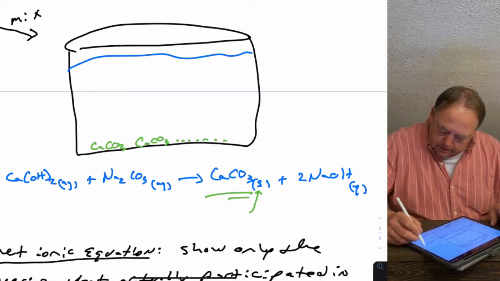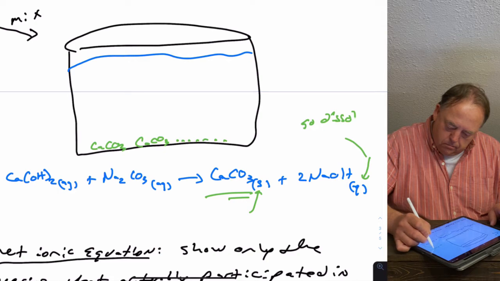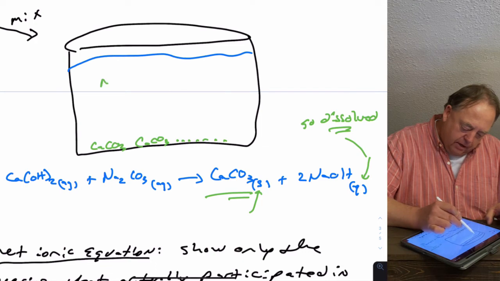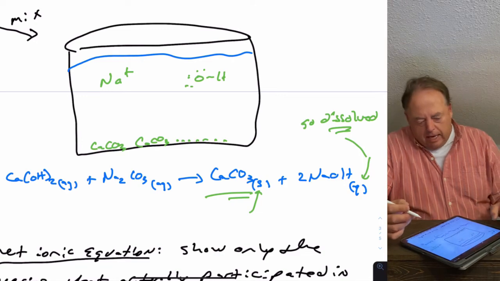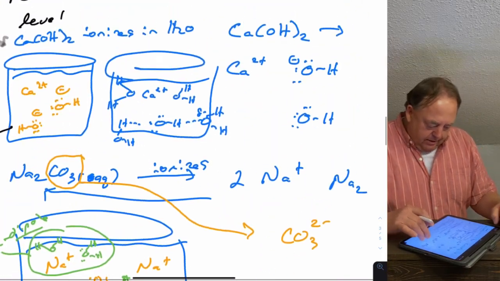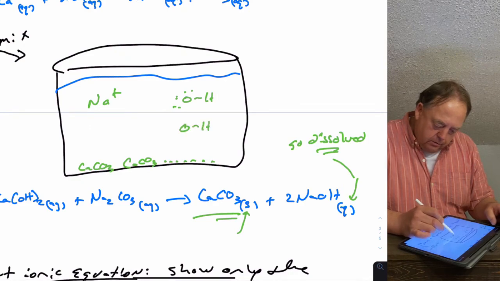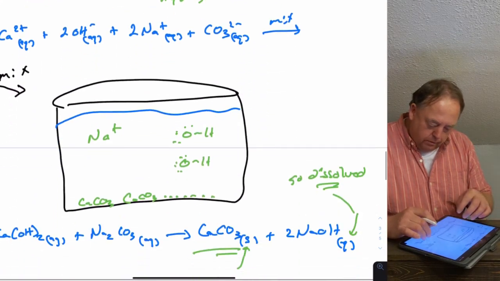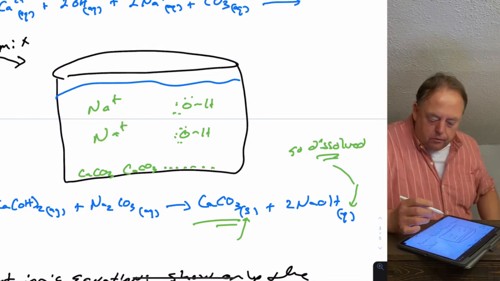But the sodium hydroxide is aqueous. So it's still dissolved. So what does sodium hydroxide look like in water? Well, for every sodium hydroxide that's dissolved, you would have one sodium cation and one hydroxide anion. And if we just balance the equation, we had one calcium and two hydroxides, so there are still two hydroxides floating around. And we had two sodiums and one carbonate, so the one carbonate went with the calcium to make solid calcium carbonate, but there are still two sodiums floating around.